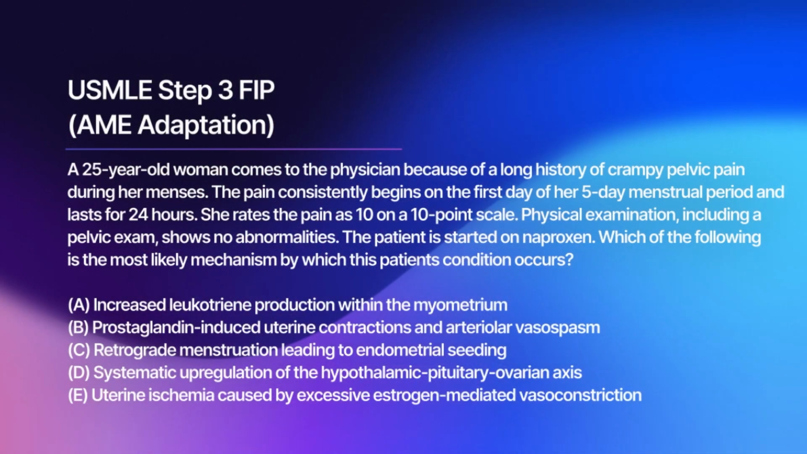If we look at these options, in essence they are all mechanisms of action of different diagnoses. So we need to find the right mechanism of action for a diagnosis of dysmenorrhea. So if you were to look at these, let's look at option A. Increased leukotriene production within the myometrium.